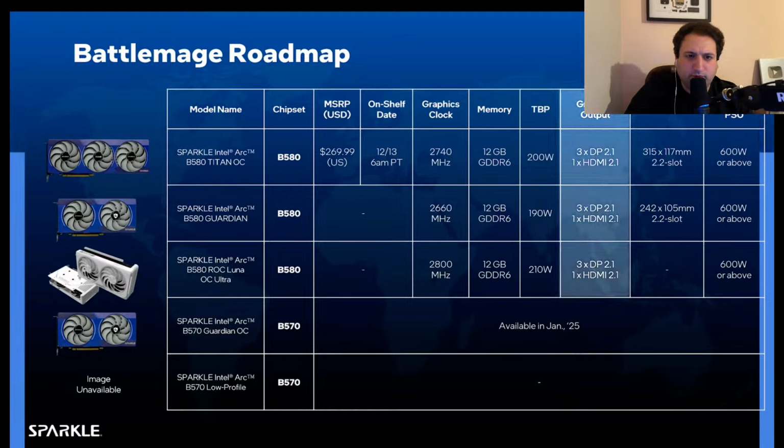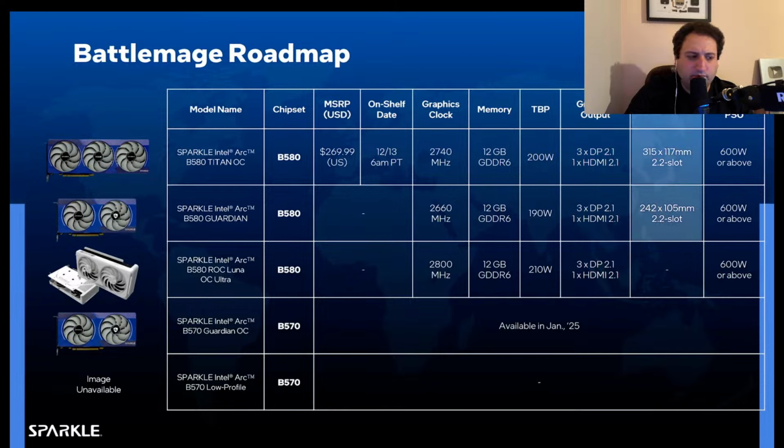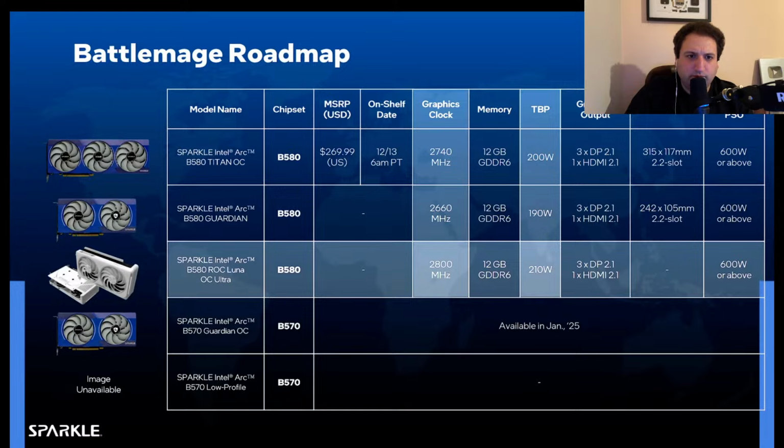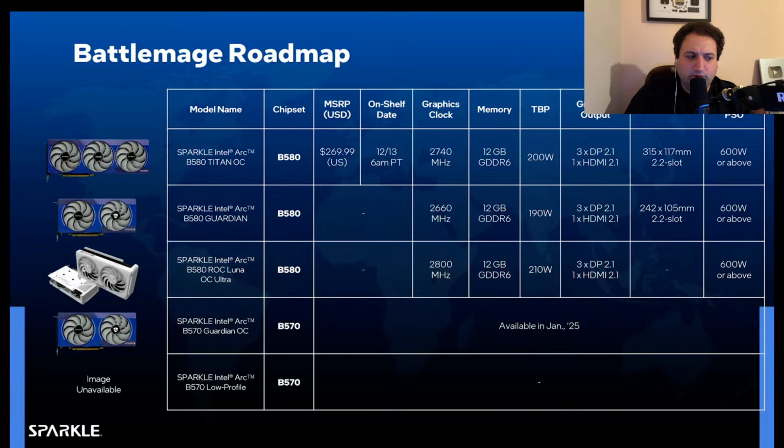Sparkle notes an HDMI 2.1 maximum support and DP 2.1 support. The card dimensions are listed as 2.2 slots. This particular model lists a 2800 MHz boost clock and 210 watt TDP, suggesting there may be some OC headroom as well. Intel has also told us that the B580 and B570 are running a PCIe Gen 4x8 configuration. This is something they directly noted to us, but that's a factor we'll talk about more in the review discussion.